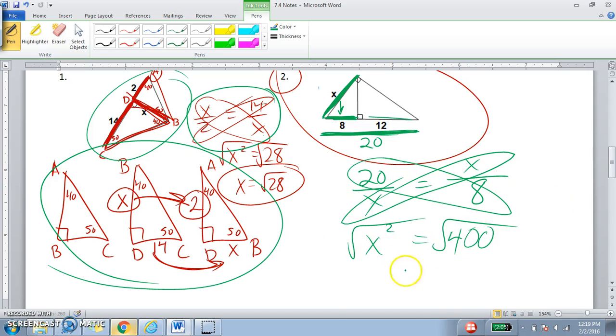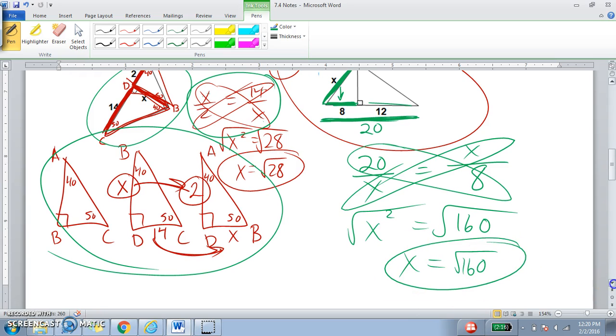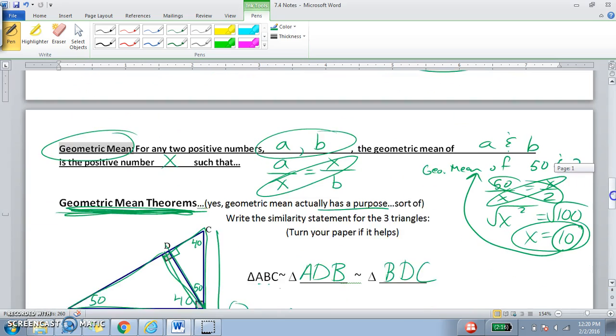400, and then when I square root that, I'm sorry, 20 times 8 is not 400, so that won't work. 20 times 8 is 160. So when I take the square root of that, that doesn't come out evenly either. We could change it to a decimal, we could simplify the radical, but we'll just leave it like that for now. So back to the examples.